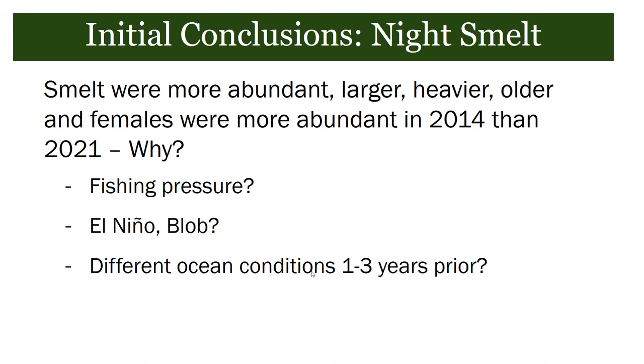Of course, the problem is we have only 2 data points, right? So it's very easy to make a straight line between these 2 data points, right? But it's very hard to try to estimate a pattern with only 2 data points. So it might have been these poor oceanographic conditions, but it might also have to do with their life history.